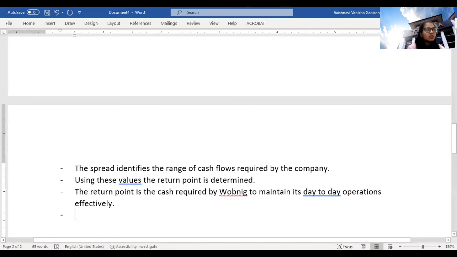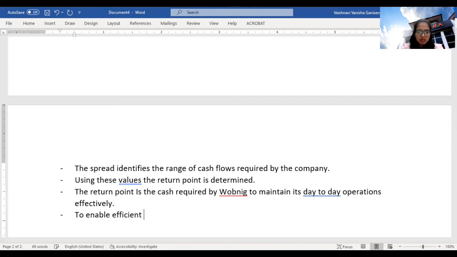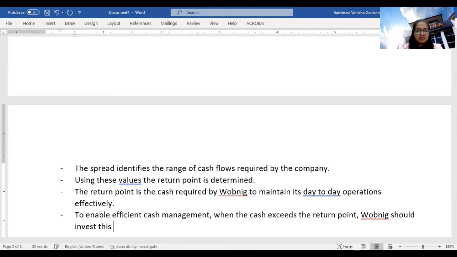So how you use it is when your cash flow is higher than the return point. That means when you have excess or surplus cash flows, you will invest those amounts. So if Wapnick, maybe I make it nicer. Okay, to enable efficient cash management, when the cash exceeds the return point, Wapnick should invest this amount in securities to enable the cash surplus to earn a return.